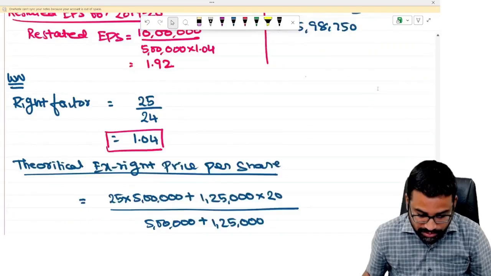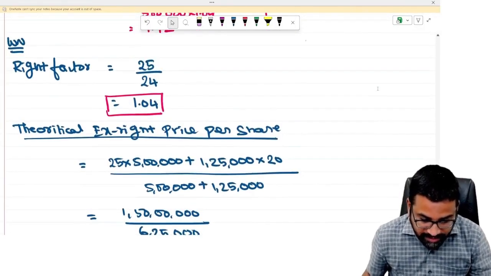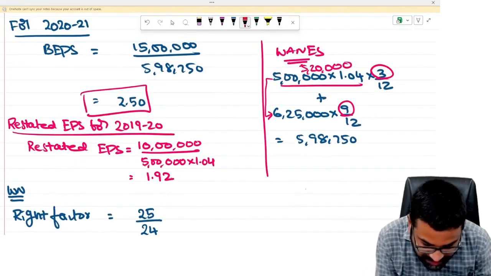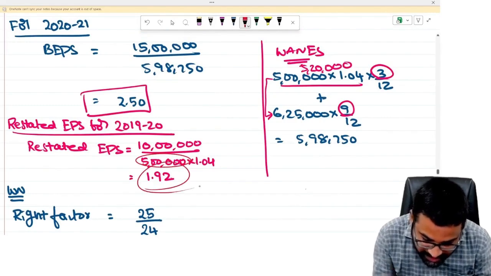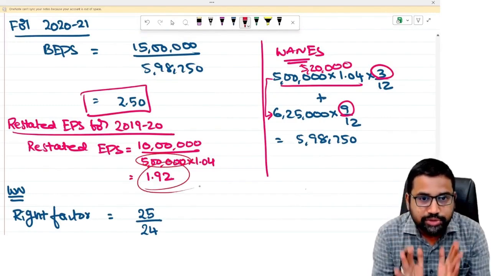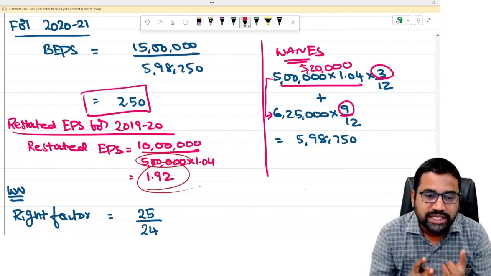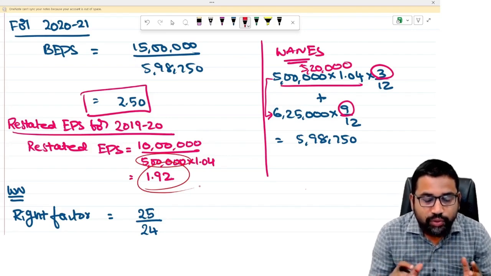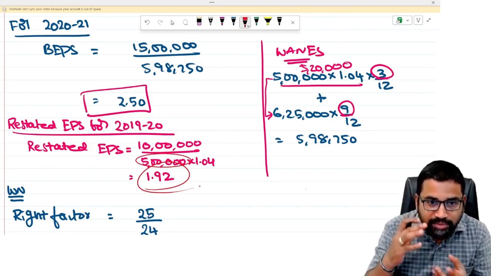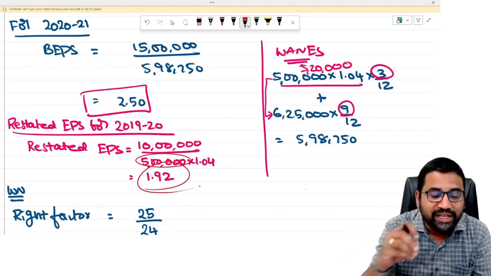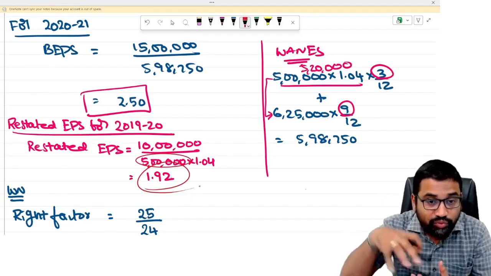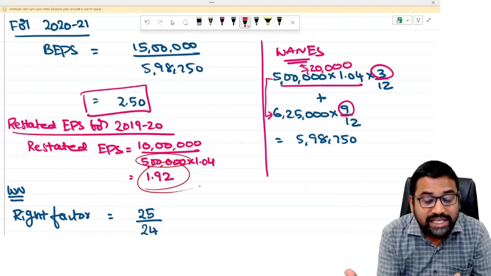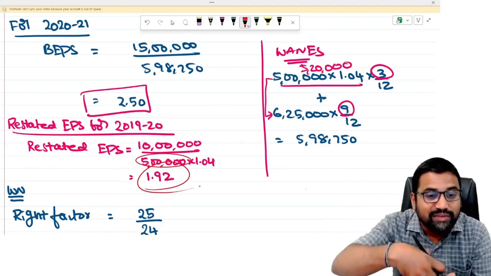Problem number 8. So there we need to find out the rights factor. We got 1.04. Now this 1.04, see here, we multiplied with last year shares and we restated the last year EPS. So the concept to understand is, in case of bonus shares, in case of share split, in case of reverse share split, in case of rights shares, in all these 4 cases, the common factor is that there is one element which increases the number of shares but without having any corresponding effect on the profits. Therefore, in all these 4 cases, along with the current year EPS, we need to calculate last year EPS also, assuming that these shares are there from the beginning of the last year.